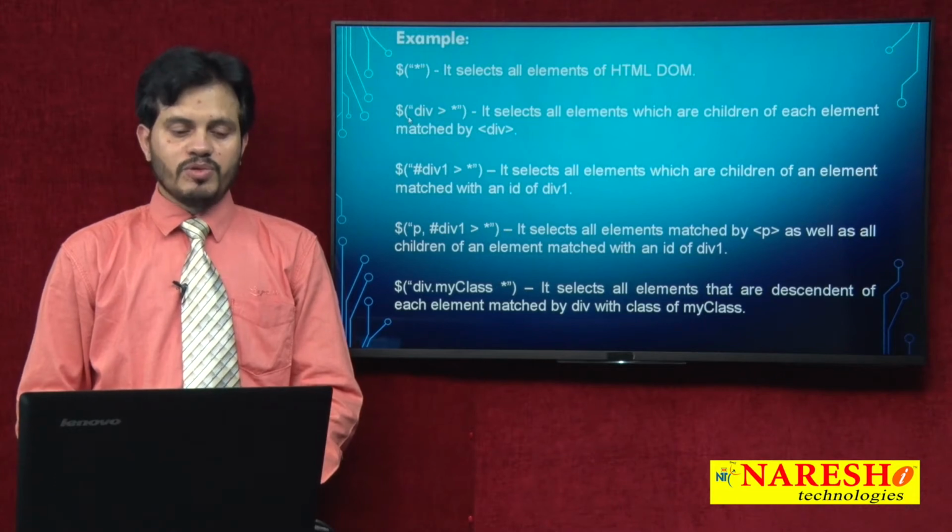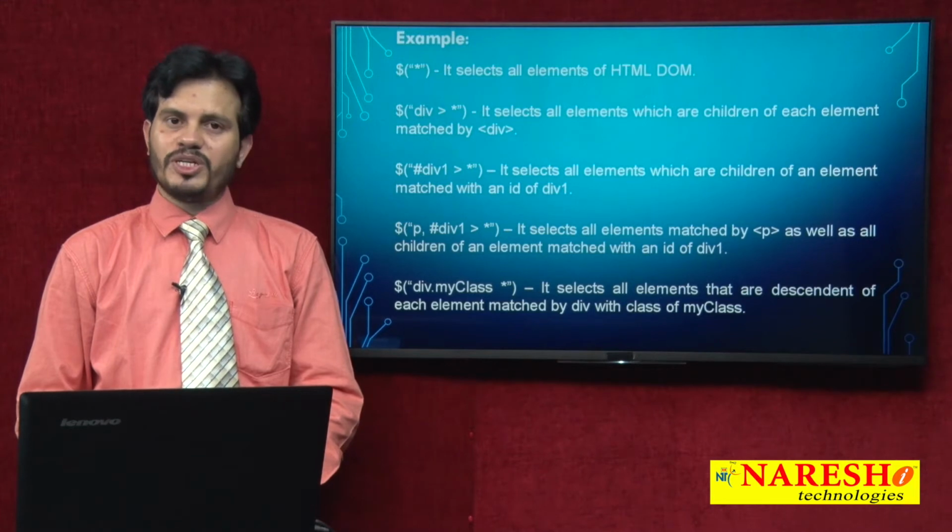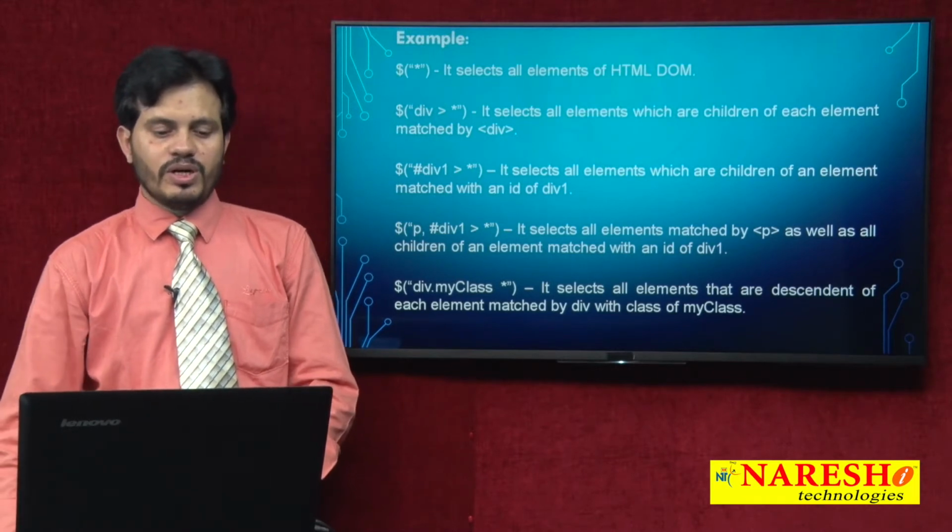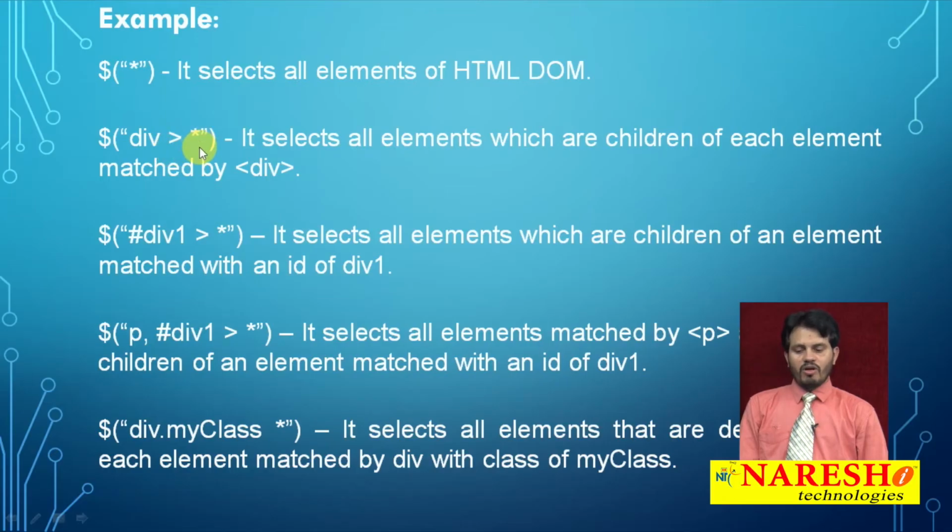Look, I am using $ of div. It is going to select all the elements matched by div. But here I mention the angle bracket, the greater than symbol, with the star. It means it is looking for all the elements which are children of each element matched by div. Means in your HTML document, in each div element, whichever elements are present, all those elements are children elements, and those elements need to be selected.